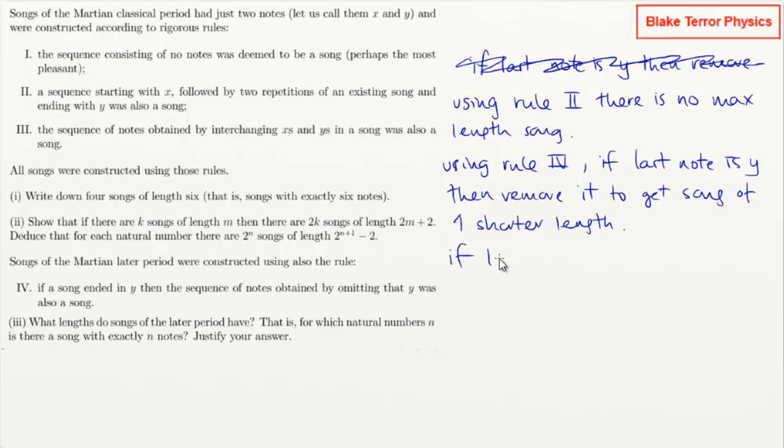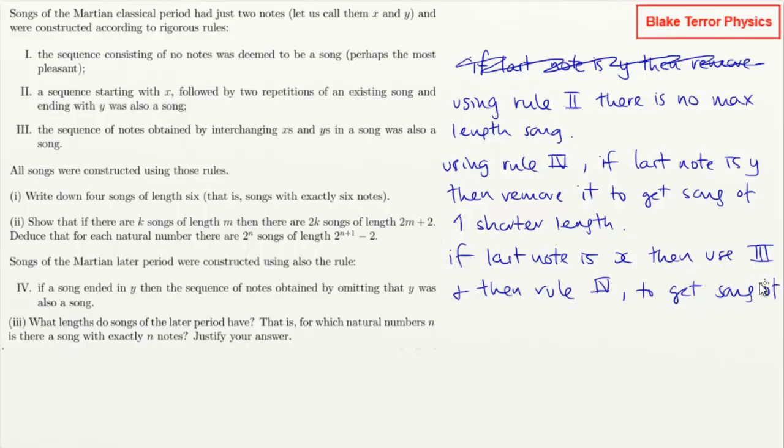If the last note is X, then use rule 3 and then rule 4 to get a song of 1 shorter length. Therefore, all length songs possible. Okay, so that was another fairly easy question in this.